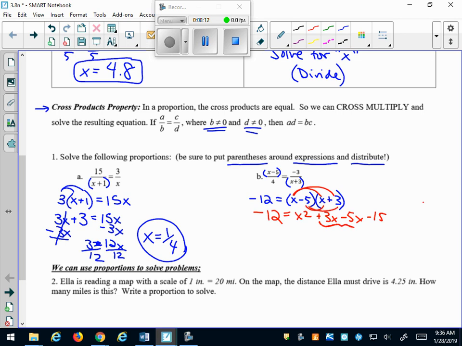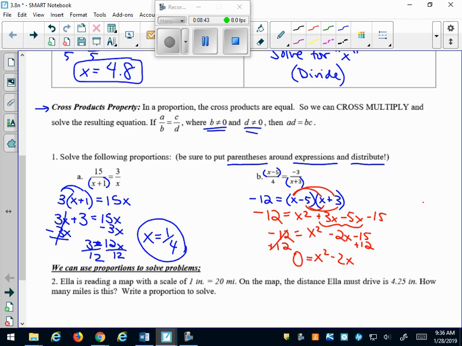Combine like terms. What's negative 5 plus 3? Yep, good. Negative 2x. Okay, how are we going to solve this problem for x? It looks a little complex to me. I don't know what to do. Add 12 to both sides. Good. Then what? Factor. Exactly. 0 equals, and we have to remember to set it equal to 0 before we can factor.